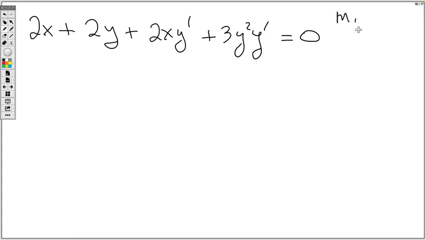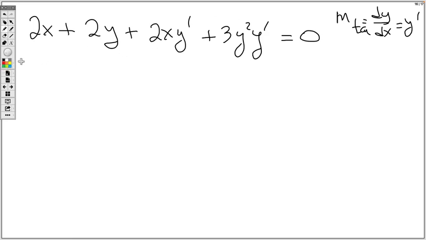Now, what I'm looking for, the slope of the tangent line, that's dy/dx, that's y prime. So now I need to solve this equation for y prime. What's nice about the chain rule is that anytime you use it, that y prime is going to pop out as a multiple.